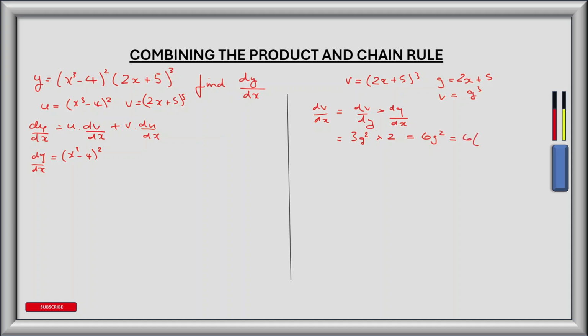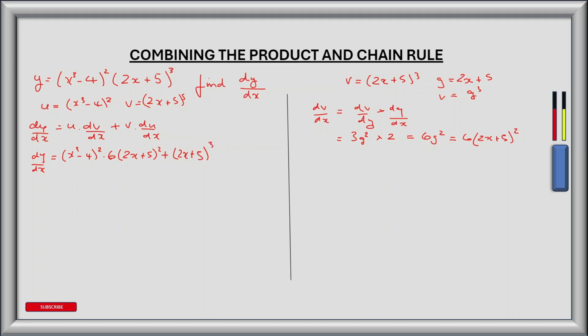So g is 2x plus 5, and that's all squared. So that's multiplied by 6 times (2x plus 5) squared. So v in this case is (2x plus 5) cubed, and that's multiplied by du by dx.